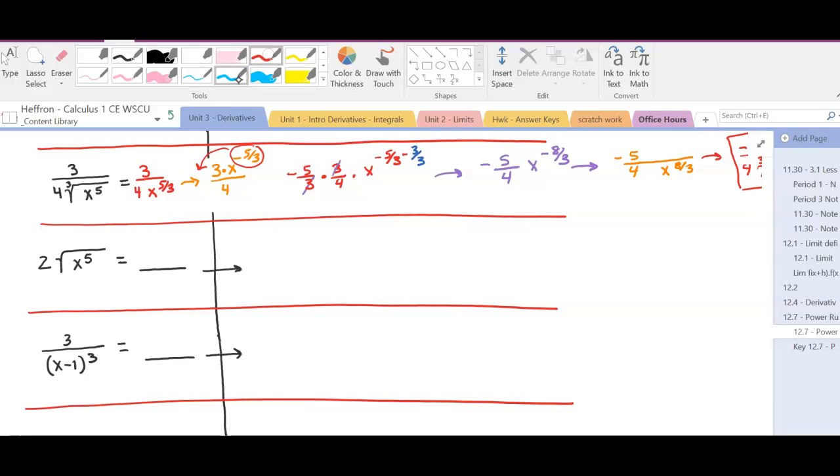When there's nothing out in front, it's an understood 2. So this is really 2 times x to the 5 over 2. Applying the power rule, 5 over 2 times 2x to the 5 over 2 minus 1 in the form of 2 over 2 equals 2's cancel, 5 x to the 3 over 2, or 5 square root x cubed.